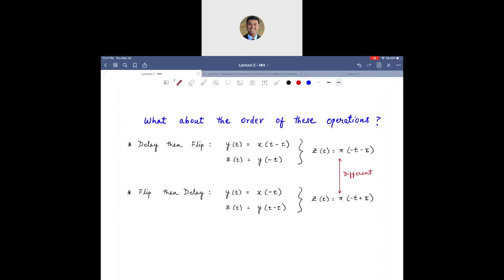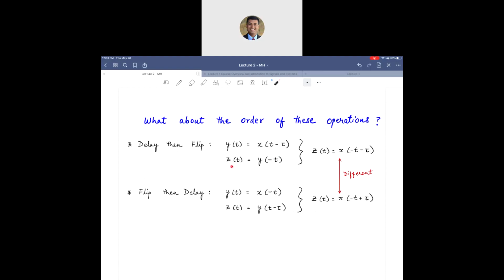Now let's ask a very, very, very important question, which leads to the confusion that I mentioned earlier. What about the order of these operations? Let's take a look at what happens when you delay and then flip, which means you're doing the time shift first and then time flip. And then in the second case, we will take a look at flip, then delay. So when you delay first and then flip, y of t is the delayed version of x of t minus tau. So it's being delayed by tau. It is shifted by tau, but tau is positive, so it's a delay.